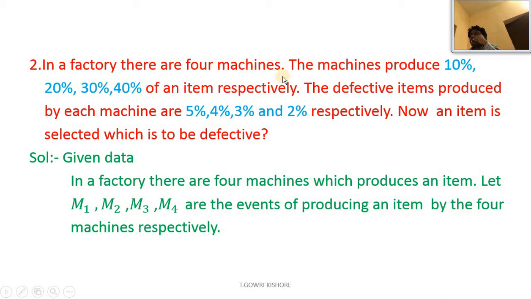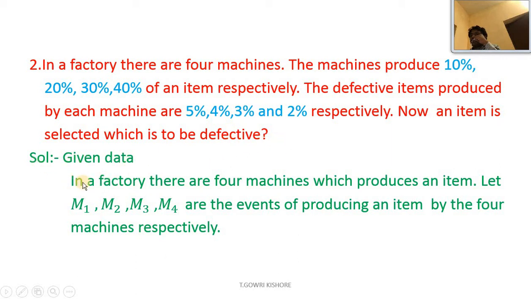In a factory there are 4 machines. The machines produce 10%, 20%, 30%, 40% of the items respectively. The defective items produced by each machine are 5%, 4%, 3% and 2% respectively. Now an item is selected, what is the probability that it is defective?